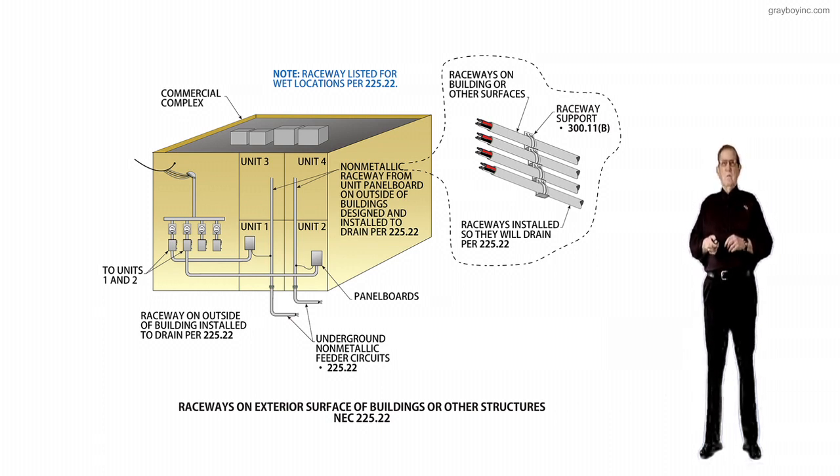Now, at the left-hand side of the building, notice the raceways on the outside of the building in this call-out are installed to drain per 225.22. The underground raceways, same thing, and those are the ones that can give you a lot of trouble too on drainage if you don't install them right, and that is a requirement there in 225.22. Then the note says, look out, raceways listed for wet locations per 225.22.